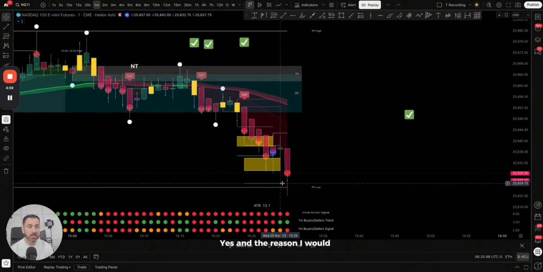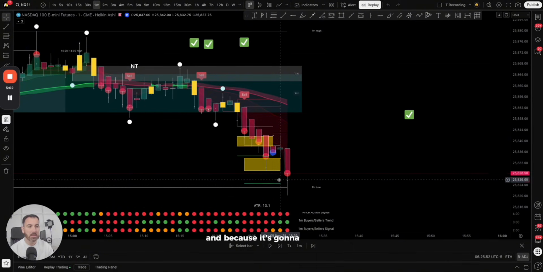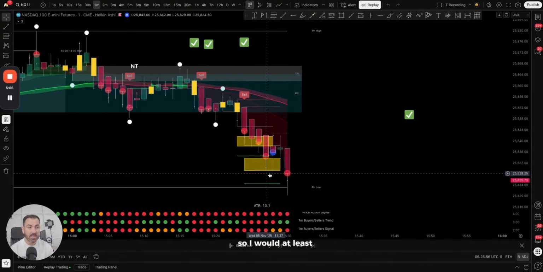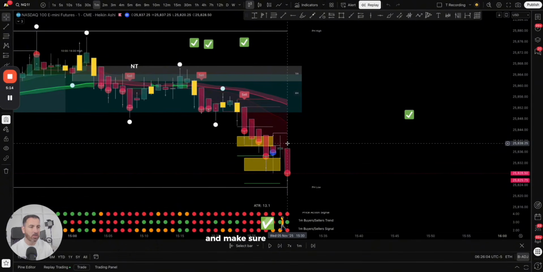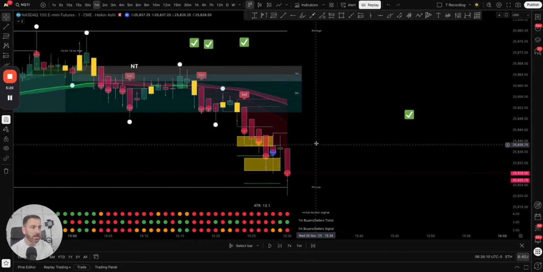Yes, and the reason I would is I would be expecting it to come and take this low, and because it's going to come and take this low, TP3 is above that, so I'd be looking to get TP3, and I'd be looking to go break even at TP1, TP2 to try and protect my account there and make sure that even if it does come back, I'm going to be taking some profit or definitely not a loss.